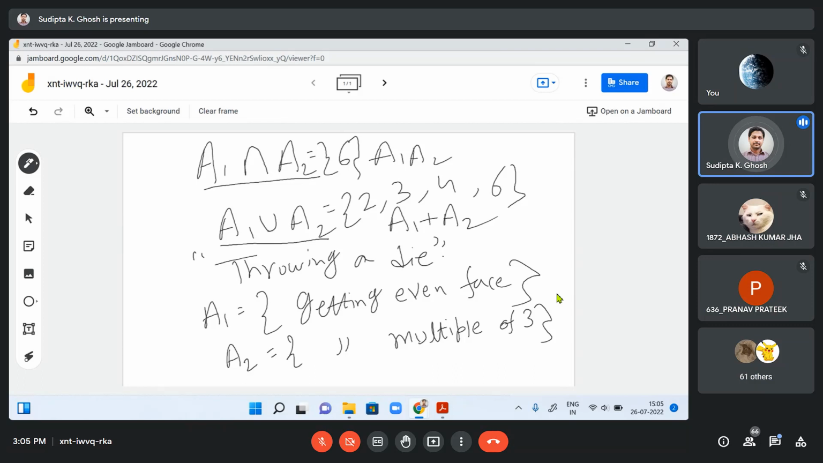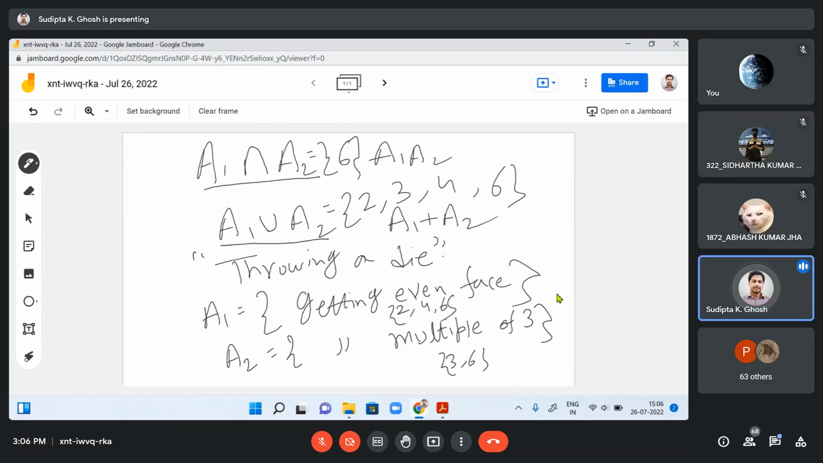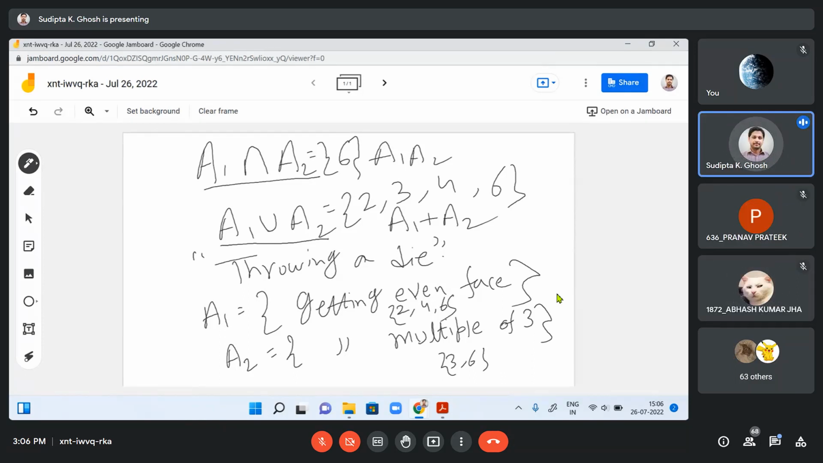So think about it. A1 is an event of getting an even phase, and A2 is an event of getting a multiple of 3. Multiple of 3 means only the numbers 3 and 6, correct? And getting an even number means 2, 4 and 6. So A1 intersection A2 means only the element 6. A1 union A2 means 2, 3, 4, 6. That's the difference that you should feel.